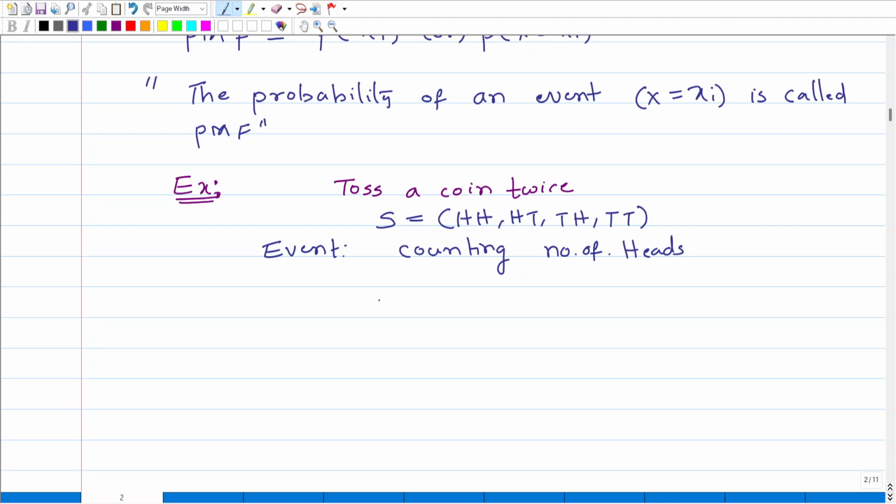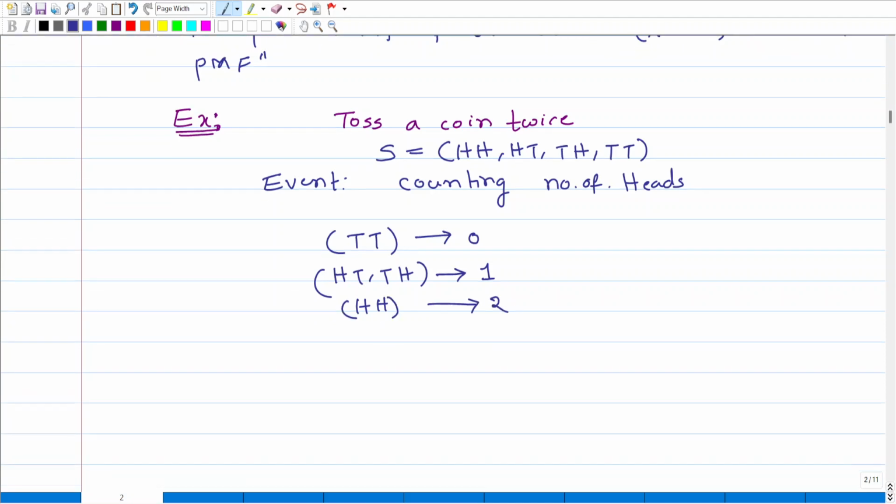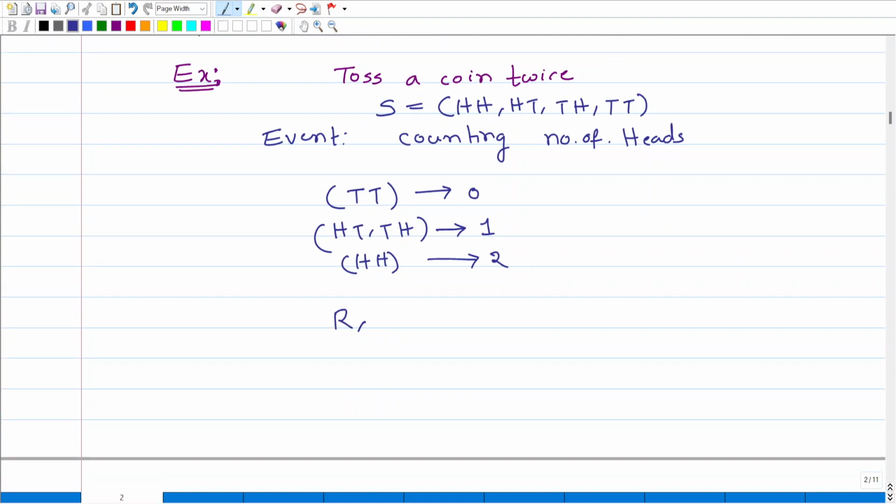Counting the number of heads, let us go in the increasing order of value, starting from tail and tail. The number of heads is 0. Heads and tail, and tail and heads: in each outcome, the number of heads equals 1. And the last outcome, heads and heads, the number of heads is 2. So for this experiment, the range of the random variable equals 0, 1, 2, from 0 to 2.